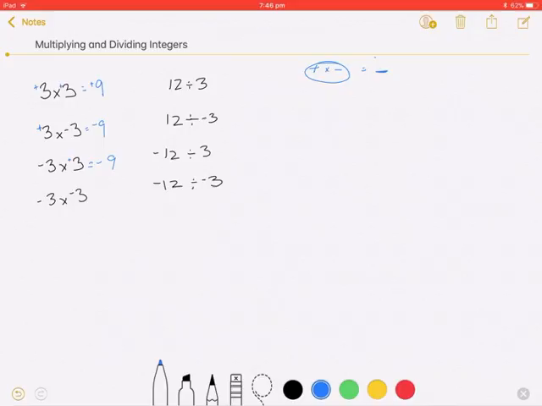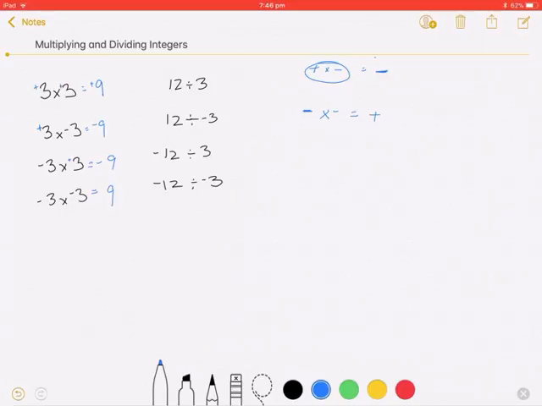The catch comes in when you've got a negative times a negative, it's going to give you a positive. Don't ask questions, that's just the way it is. So negative 3 times negative 3 is positive 9.